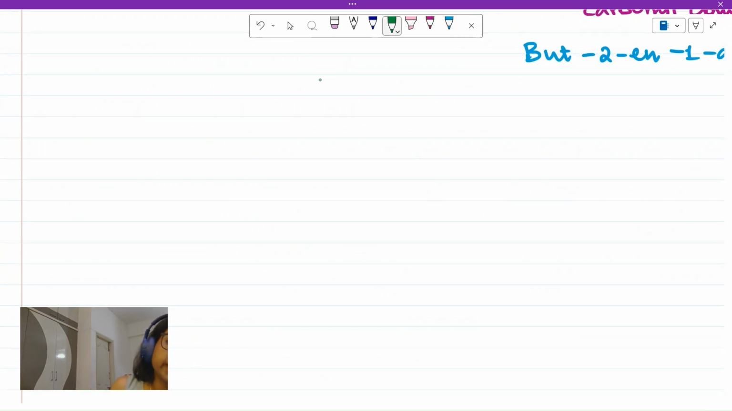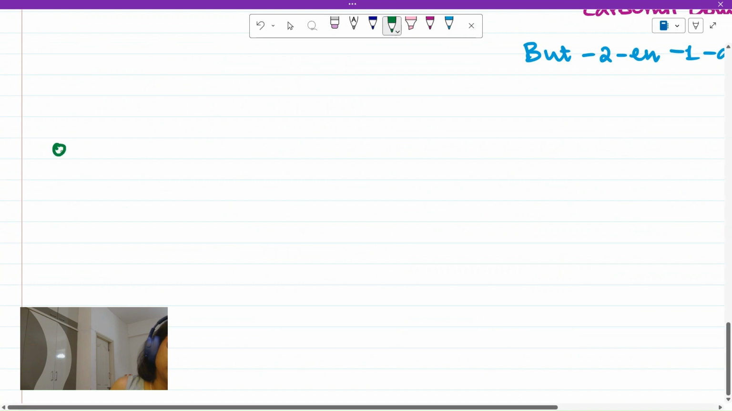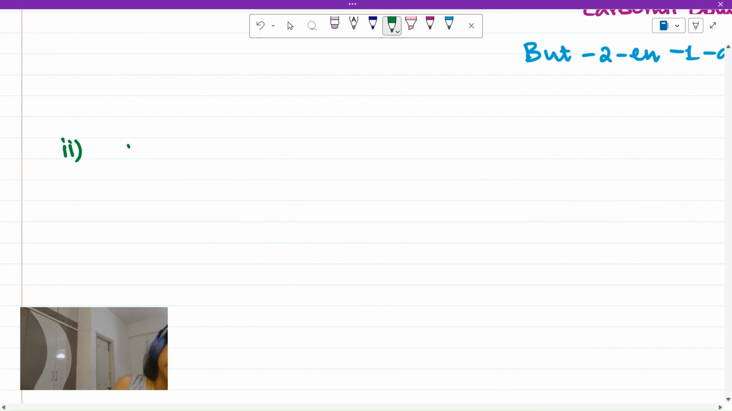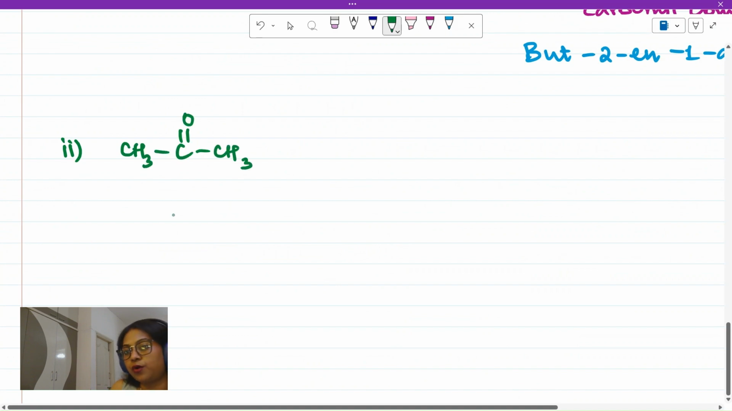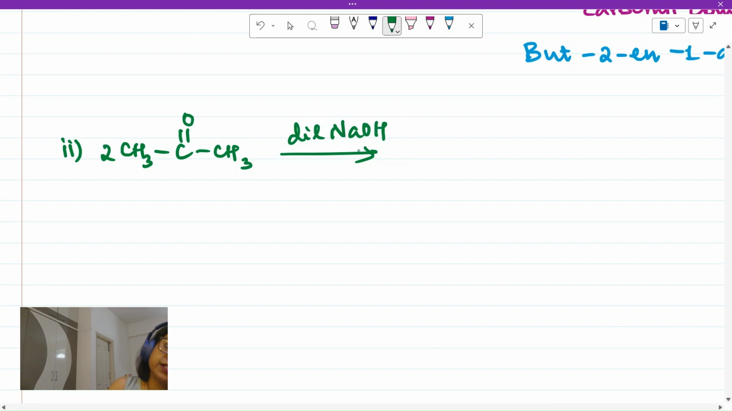Okay, now we will quickly do the second molecule. One more molecule. We'll look at a ketone. How does the aldol condensation look for a ketone? There's a ketonic group. So we'll take the simplest ketone, CH3, C double bond O, CH3. This is acetone or propanone. 2 moles of it in dilute NaOH. Does it have alpha hydrogen? Yes or no? Does this carbonyl compound possess alpha hydrogen? 6 alpha hydrogens are there, right?